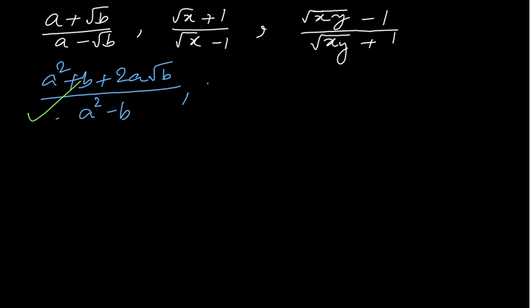The second one answer is (x plus 3 root x) by (x minus 1). How did you get that? By x minus 1. This is x minus 1. Yes, sir. This is the one.